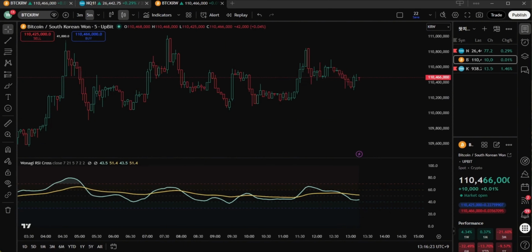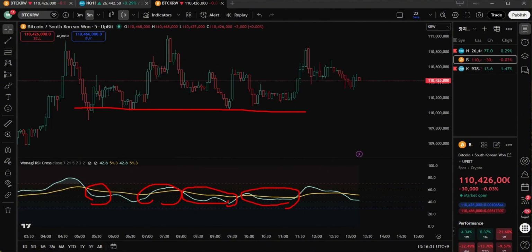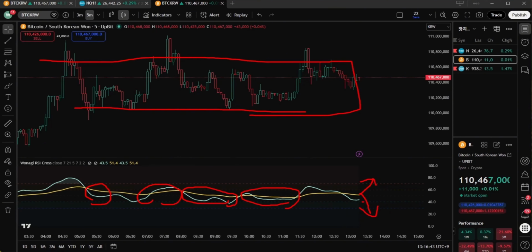For more stability, staying between 40 and 60, you would most likely perceive that particular period as a phase of sideways movement. The real uptrend genuinely happens when the RSI 21 moves past 60 or drops below 40, and that is the optimal entry point.